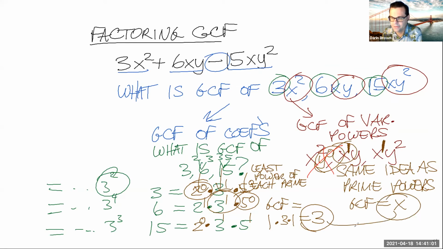So these two together now make the GCF overall. So the GCF is 3x. So now I can go back up here and I'm going to factor out the 3x. Now, when I do that, I have to go to each term and see what's left over. So I have to divide out the 3x.